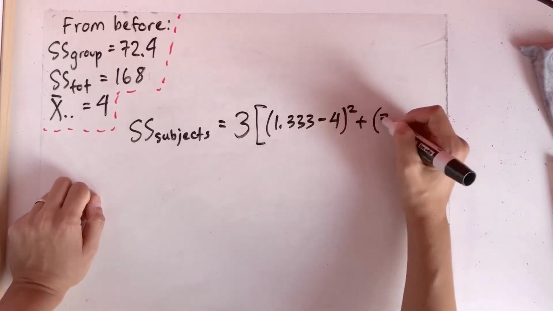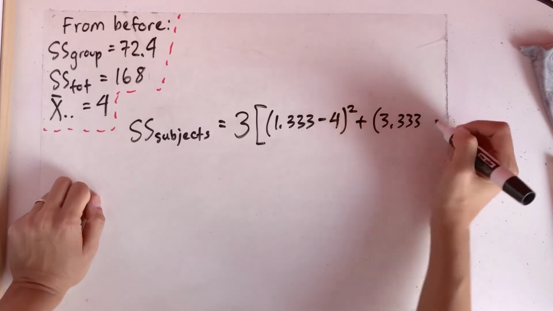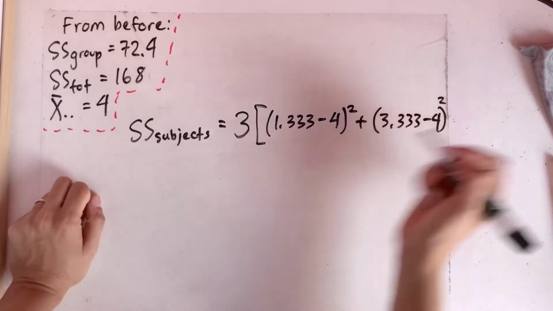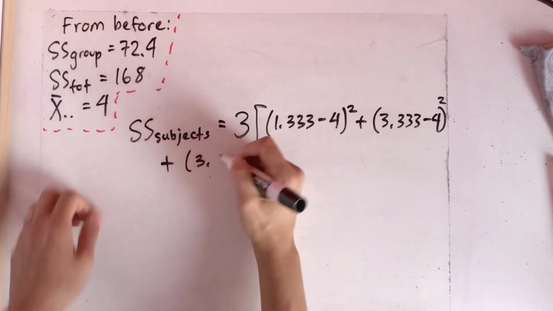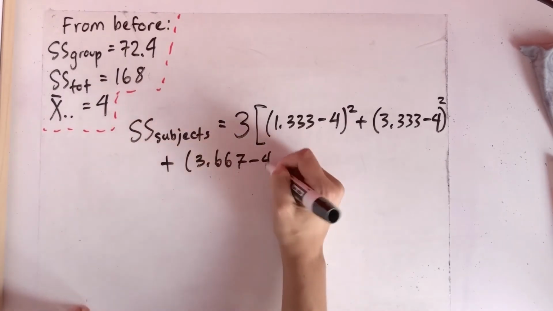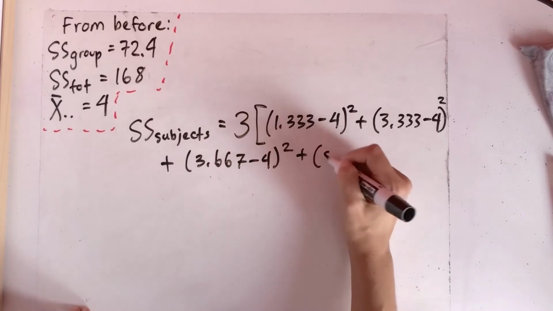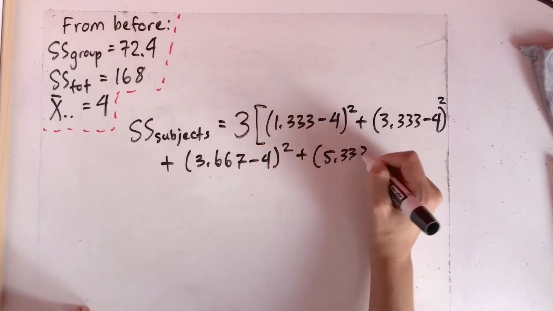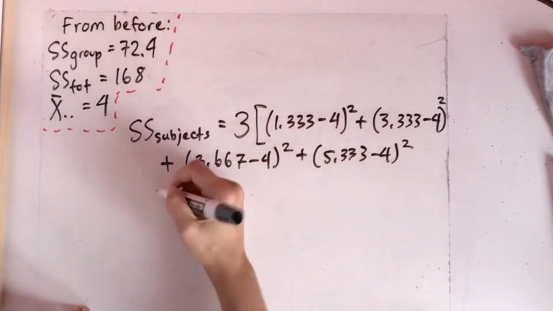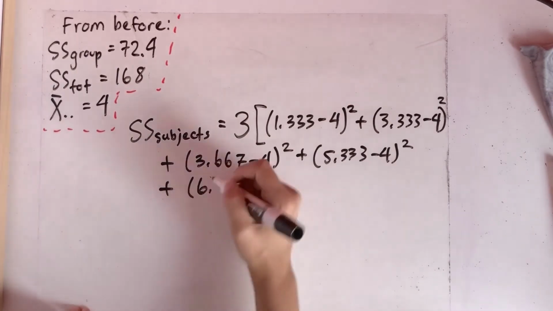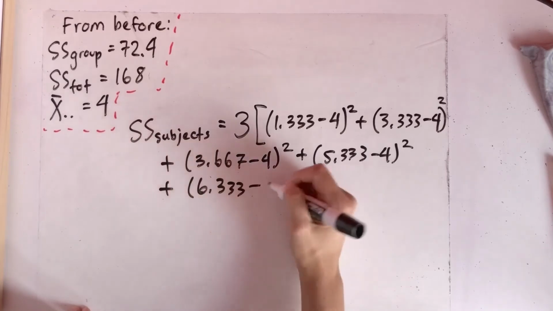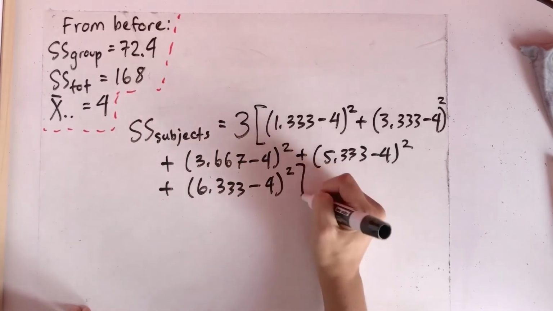Our next subject mean was 3.333 minus 4, the grand mean, square that, and I'll just keep adding on another line. 3.667 minus 4 squared plus 5.333 minus 4 squared, and finally the largest mean, which corresponds to subject 5, 6.333 minus 4 squared.